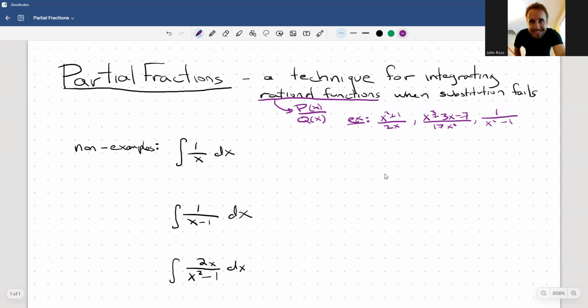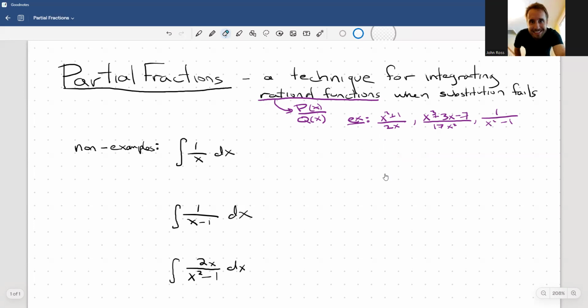But both pieces, the numerator and denominator, need to be polynomials. So if I had something like the square root of x divided by x plus 1, this is not a rational function because the numerator, the square root of x, is not a polynomial. We are going to use the method of partial fractions specifically to try to integrate rational functions, polynomial divided by polynomial, in circumstances where substitution or a more elementary technique fails to work.